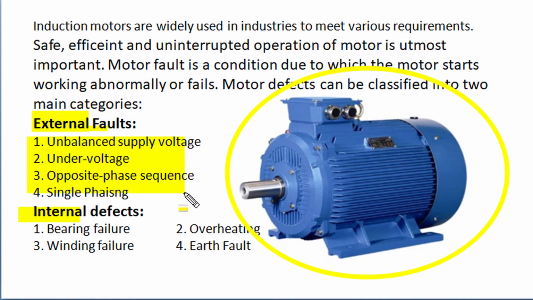So these external faults are all related to supply conditions, whereas a motor during operation may have some internal defects, and they may be mechanical bearing related failures, overheating by internal losses or lack of ventilation, winding failure, or many a time some conductor part gets connected with a non-current-carrying grounded structure, called earth faults. So we'll first learn all types of faults and defects in motor operation, and then we'll study how the motor is protected against those fault conditions.